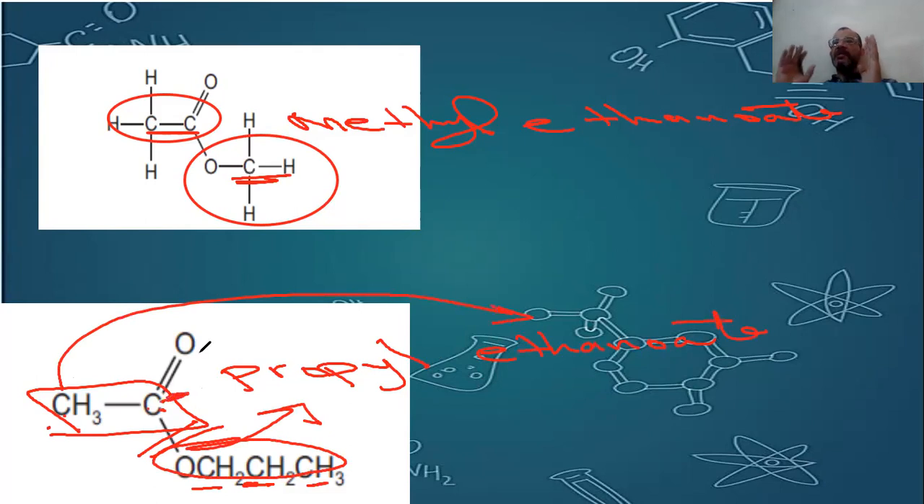So the idea of an ester again and again: we have 2 parts. The part that comes from the alcohol, we add YL. The part that comes from the acid, we add OATE. The part from the alcohol comes first, followed by the part that comes from the acid.